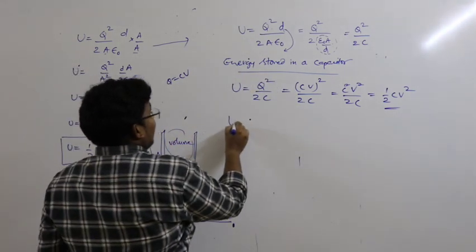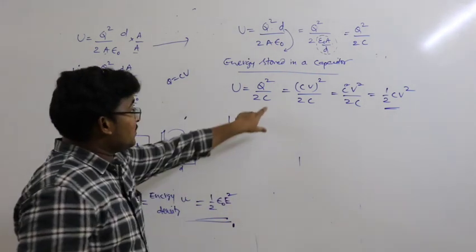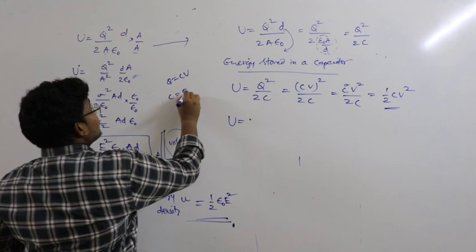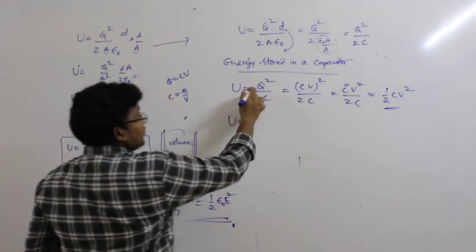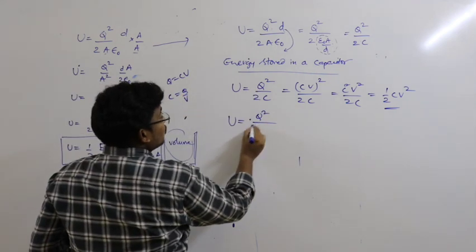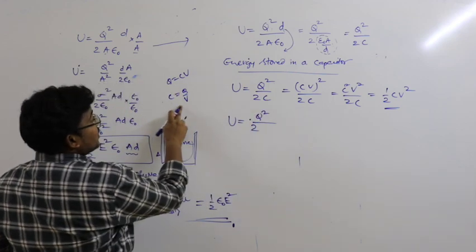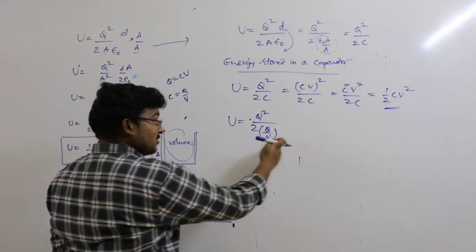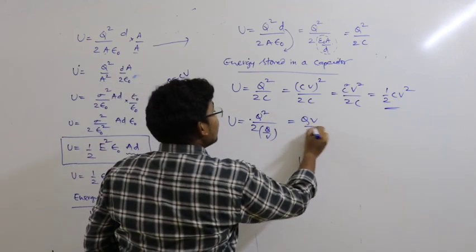Now I would like to get one more form. Here Q is equal to CV. Can I write C is equal to Q upon V? Now in this one, Q square upon 2 into, in the place of C I am writing Q upon V. Now one Q cancels, this V will go up, it means QV by 2.